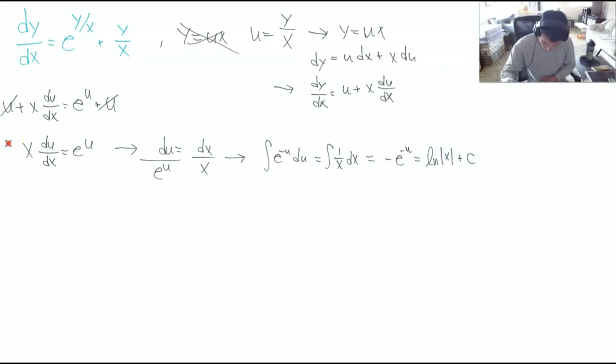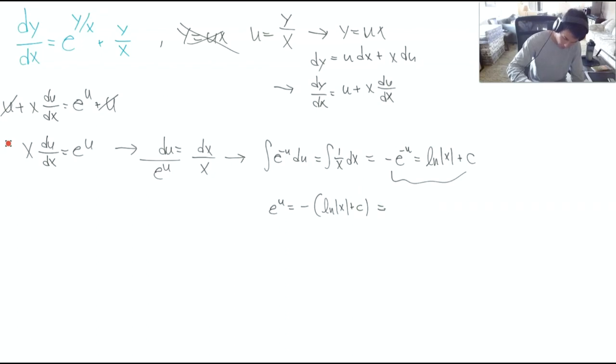Okay, so let's make this look a little bit nicer. So we'll just take this portion, and e to the negative u is equal to negative ln x plus c, which is the same thing as ln of 1 over x plus k. Right, it's plus k, so we're just changing the constant, which is totally doable.